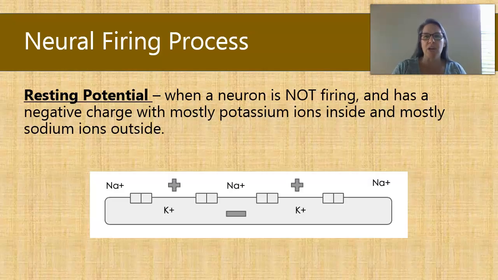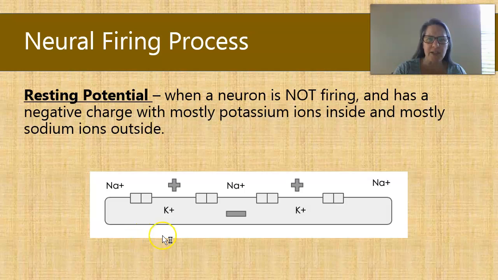So sometimes neurons are just hanging out. They're just resting, waiting for the message to be sent, and that is called resting potential. When the neuron is not firing, when there is not a message being sent, they're just waiting for a message, it's called resting potential.